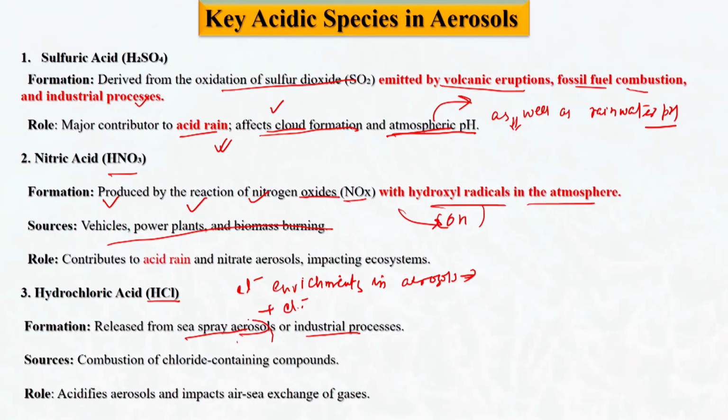For example, if you are very close to the sea, then this chloride could be coming from there. But if there is no sea, the most likely source will be industrial processes. Biomass burning also gives some form of chloride, not directly HCl. It comes from combustion of chloride-containing compounds, basically plastics and other things. This acidifies aerosols and impacts air-sea exchange of gases.